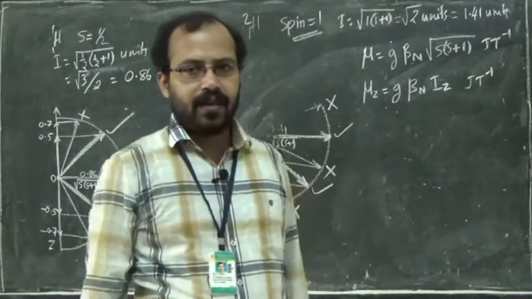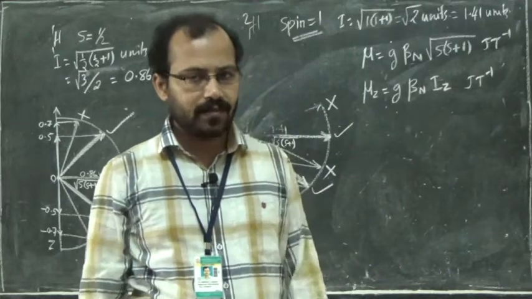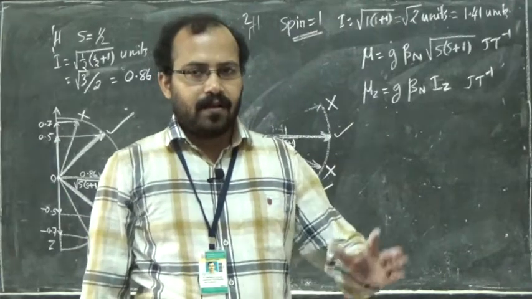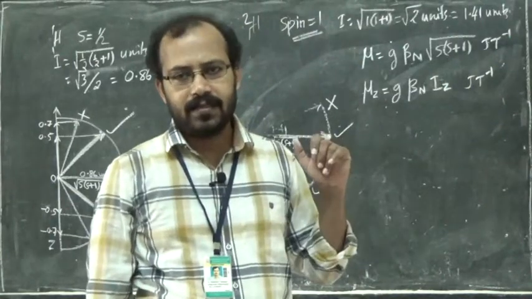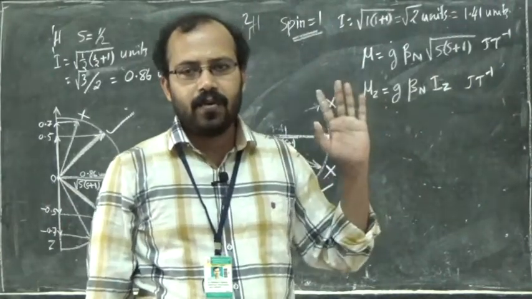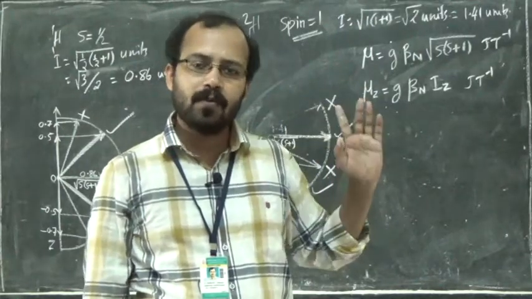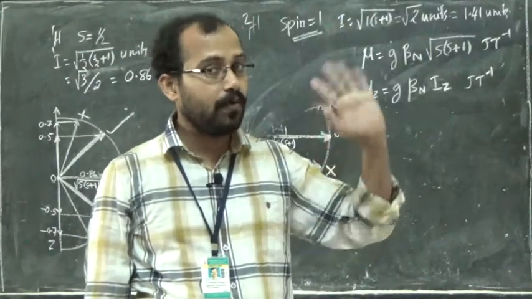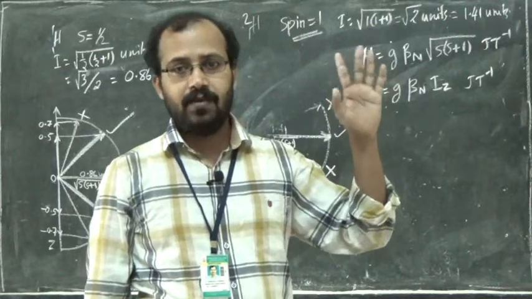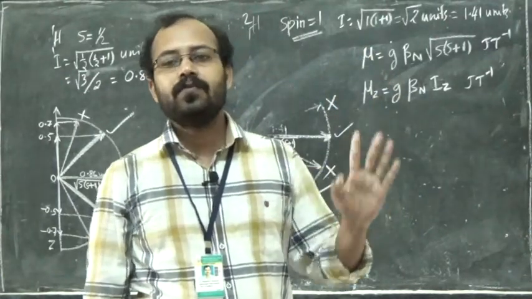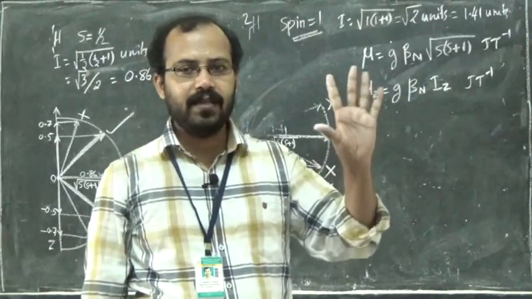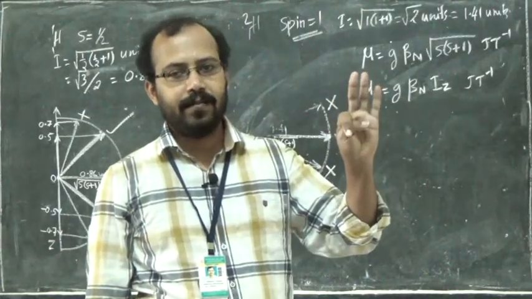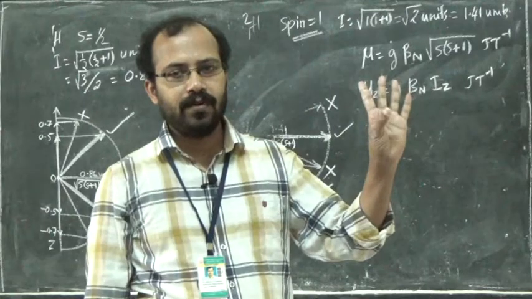Then we can now think certain things. I already said that for most of the nucleus, the G value is a positive value, but that's not always the case. In certain nuclei the G value is negative as well, but in most nuclei it is positive. We are particularly interested in hydrogen and carbon. For both of these the G value is positive.